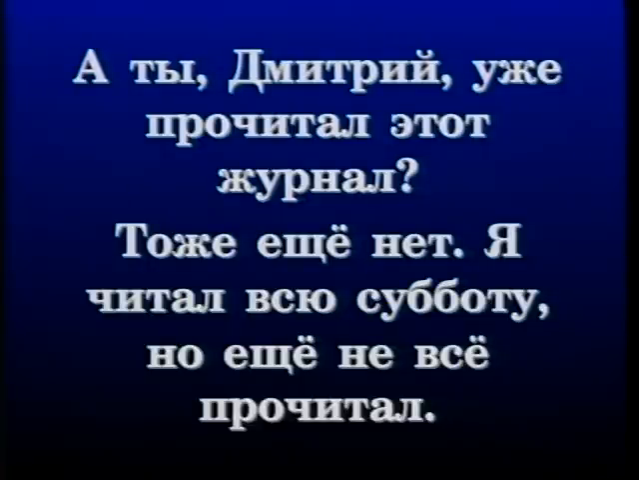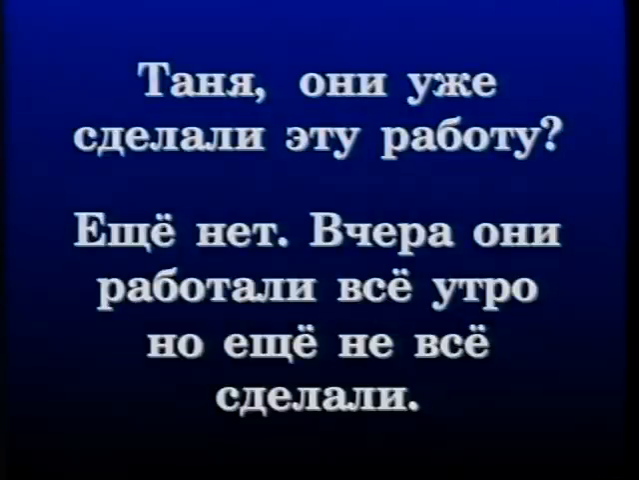Хорошо? And the final batch there was Таня, они уже сделали эту работу. Таня, have they done this work? Have they completed this? Сделали, perfective. We're using it with уже. Еще нет, not yet. Вчера они работали все утро. They worked all morning. They spent the morning working. So we're using imperfective работали. Но еще не все сделали. But so far didn't get everything done. Да? Не все. Not everything.